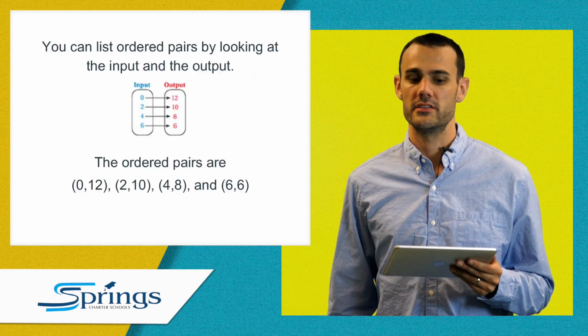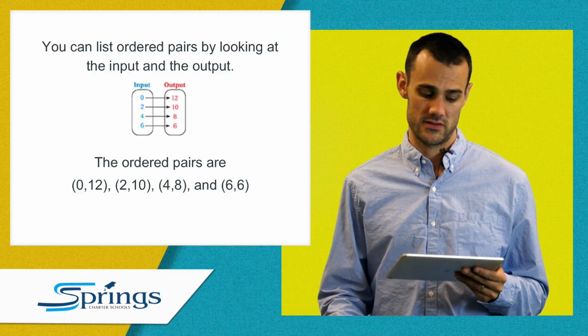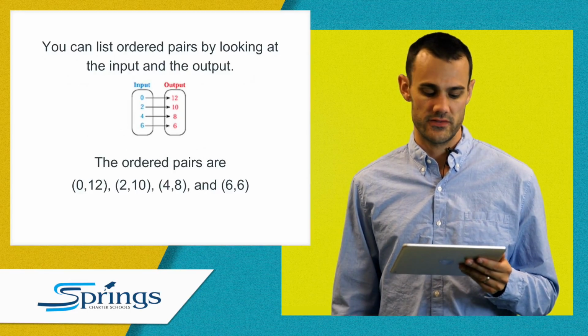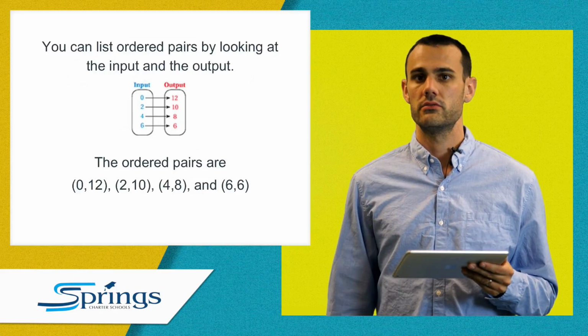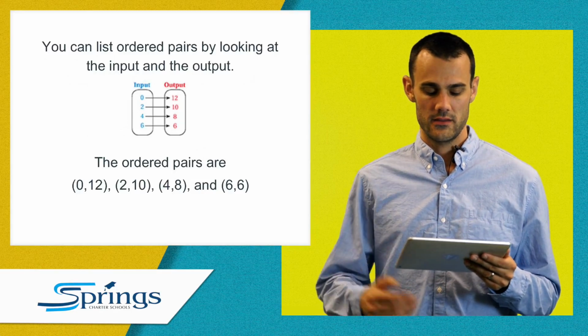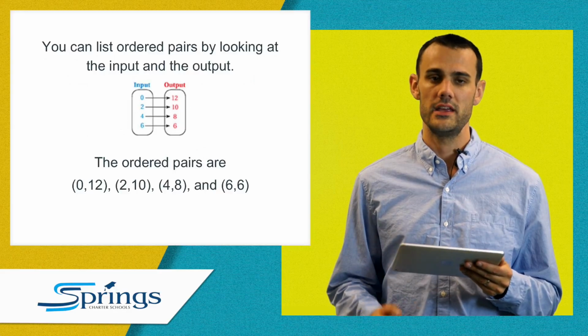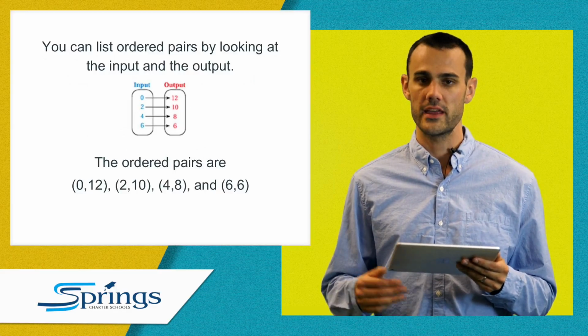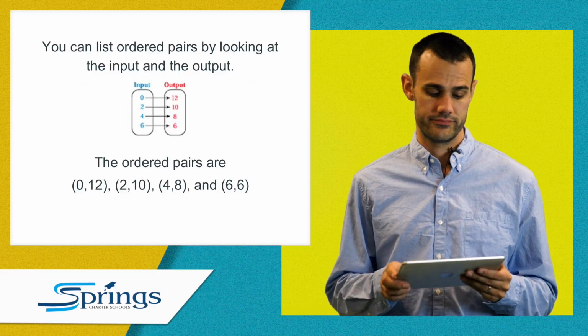You can list ordered pairs by looking at input and output charts. So we've made the ordered pairs as follows: (0, 12), (2, 10), (4, 8), and (6, 6). The x values are listed in blue, or the inputs, and the y values are the outputs listed in red.